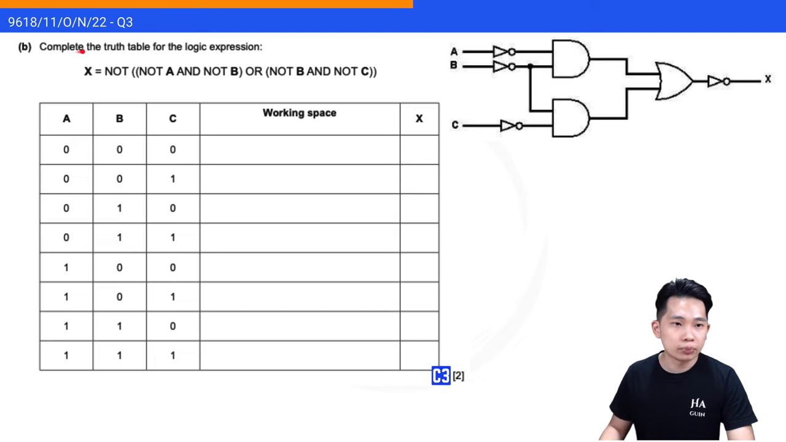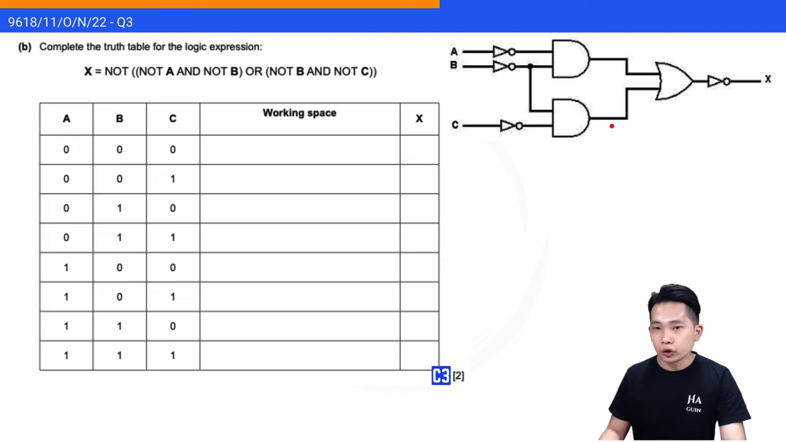Next will be complete the truth table for the logic expression. So this is the same logic expression from the previous question. And then I have copied the properly drawn diagram to the right here. So this is the proper diagram based on question A there. So for this type of question, normally what I do here is that I will use the intermediate stage method. So how to do that is that I will just label out all the intermediate stages. So let's look at the intermediate stages first.